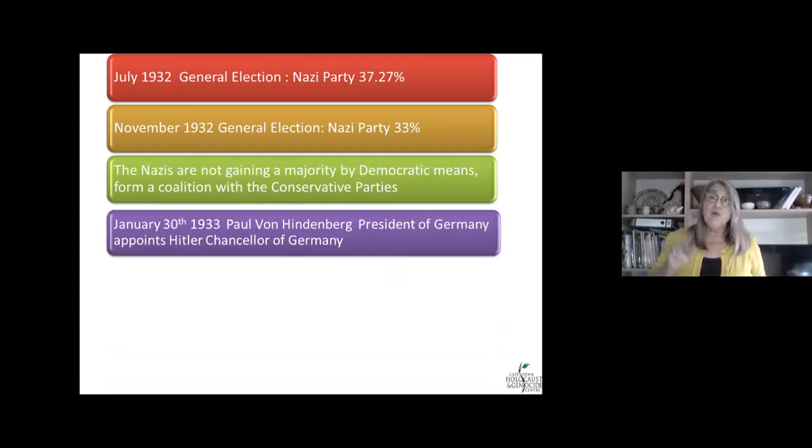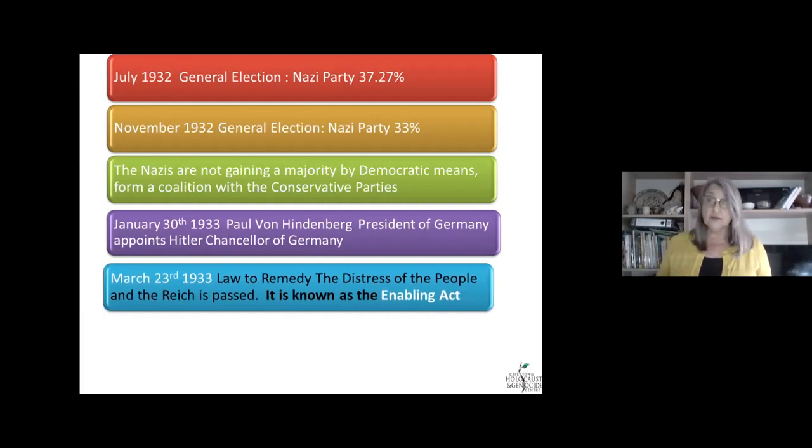So Paul von Hindenburg, who's the president of Germany, in 1933, in January, appoints Hitler the Chancellor of Germany, like the Prime Minister of Germany, because von Hindenburg believes that it is better to put Hitler inside the government, working on their side, so to speak, than outside the government, and they feel they can control what he does.